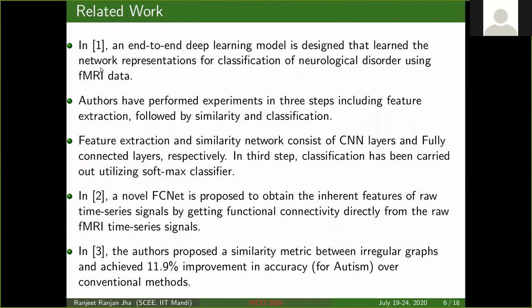Now come to the related work. So this is the related work. Here in the first, the authors have proposed an end-to-end deep learning model to learn the network representation for classification of ADHD using fMRI data. The authors have performed experiments in 3 steps, including feature extraction followed by similarity and classification. In the second, a novel FCNet is proposed to obtain the inherent features of raw time series signals by getting functional connectivity directly from raw fMRI time series signals.